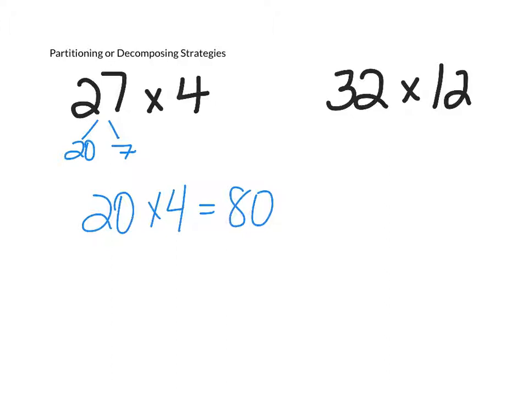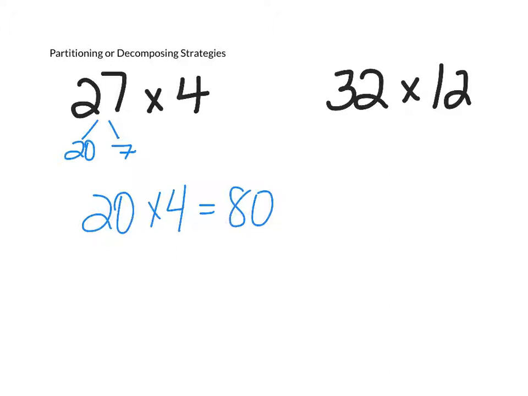The next one, 32 times 12. The easiest way to decompose this one, that most students would see, would be to break up the 12 into 10 and 2. So we have 32 times 10 equals 320. And we have 32 times 2, which is 64. And add them together, we get 384. That'd be the simplest way to decompose that number.